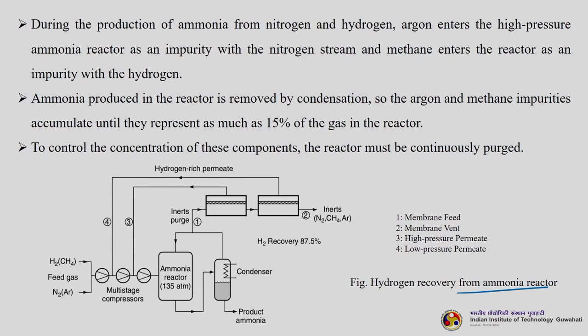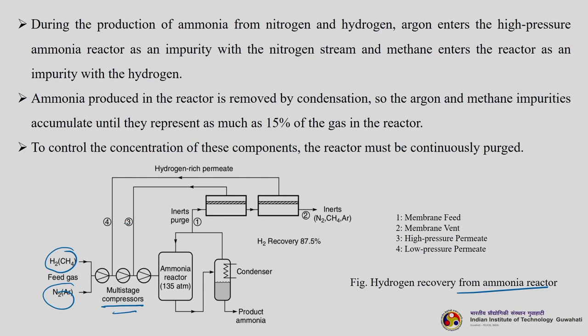During the production of ammonia from nitrogen and hydrogen, argon enters the high pressure ammonia reactor as an impurity with the nitrogen stream, and methane enters the reactor as an impurity with the hydrogen. So, what is happening here? With hydrogen, methane is entering, with nitrogen, argon is entering. Now, they are being pushed to some multi-stage compressors. Stream 3 is high pressure permeate and 4 is low pressure permeate. So, you generate this pressure through different multi-stage compressors.